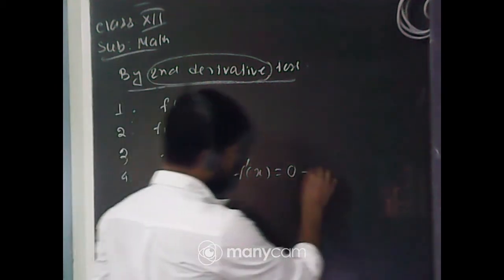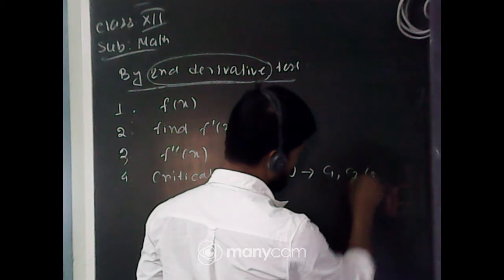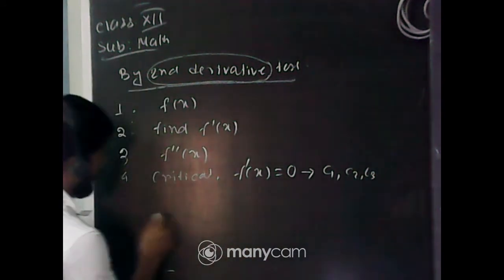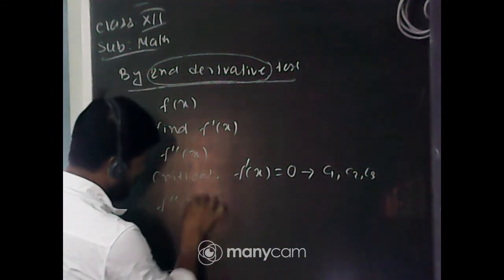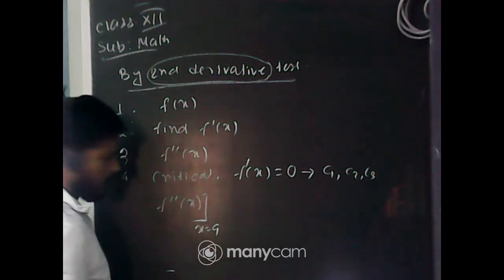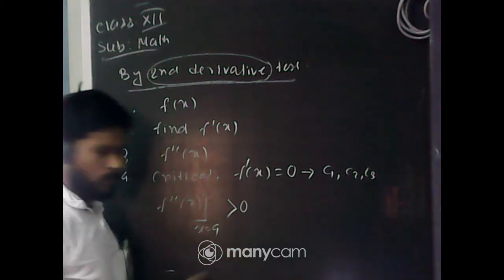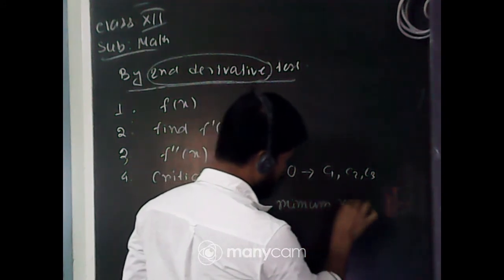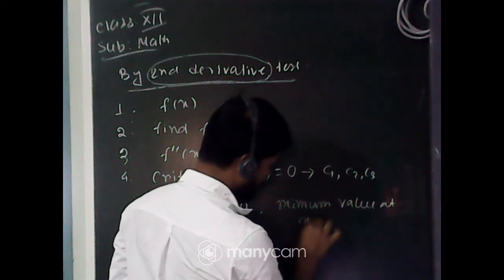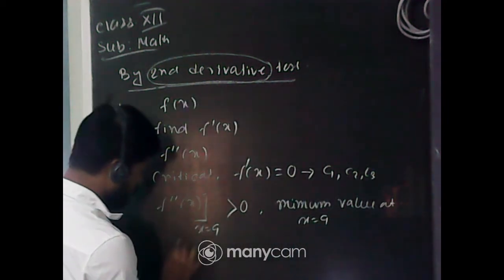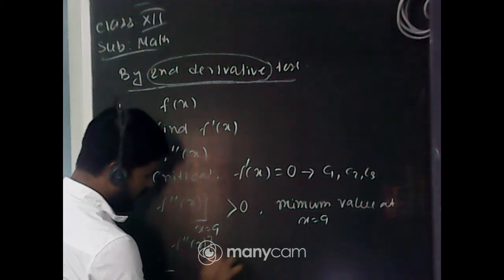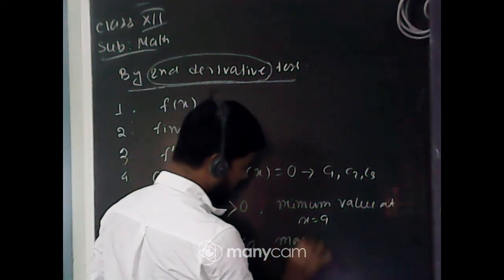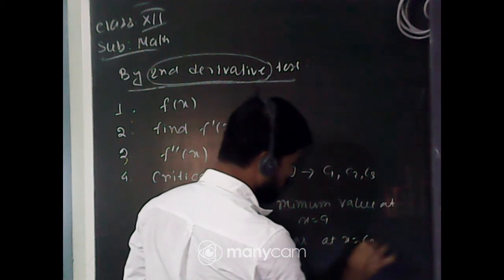Let us consider the critical points are, suppose, c1, c2 and c3. Suppose we are taking three critical points. Now we'll check the value of f''(x) at x equal to c1. If this value is greater than 0, we can say that the function has a minimum value at x equal to c1. And if f''(x) at x equal to c2 is less than 0, we say that the function has a maximum value at x equal to c2.